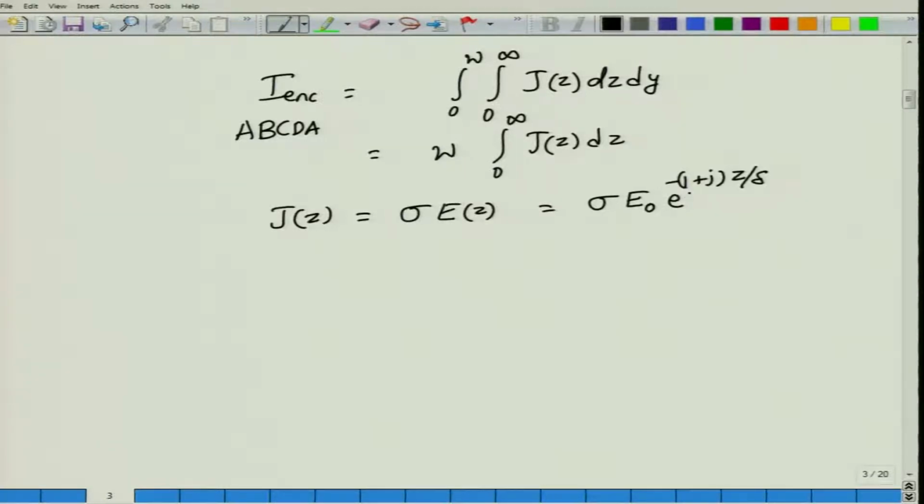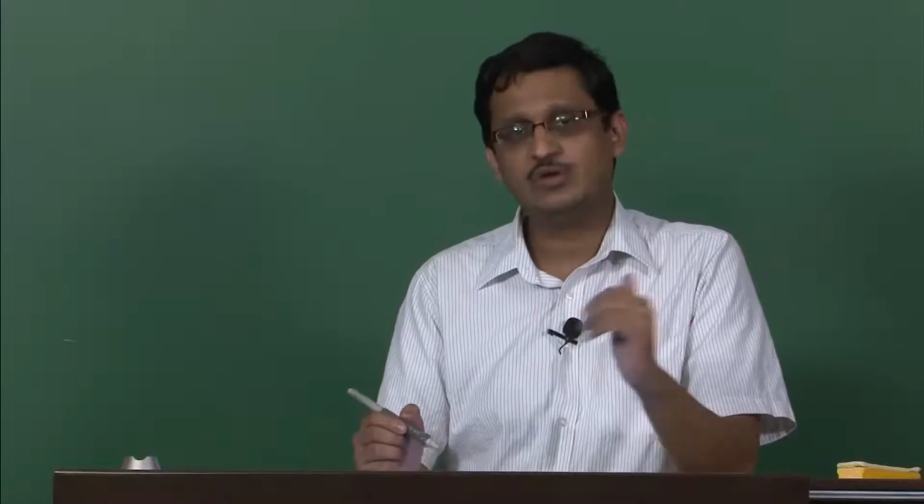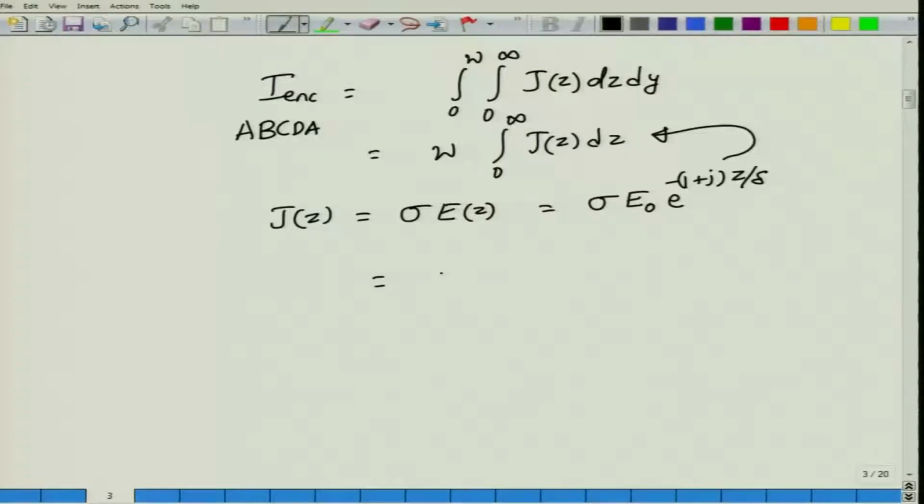So here you have e power minus gamma z, and that is essentially what I have written. If you now put this back into the expression and carry out the integration, I will leave this as an exercise, you do not get infinity, because the amplitude keeps on reducing. Although the loop area seems to be infinity, and in fact it is infinity, the total current carried by that open loop ABCDA is finite, and if you carry out this integration, you will see that this will be given by sigma E0 divided by 1 plus j times delta.